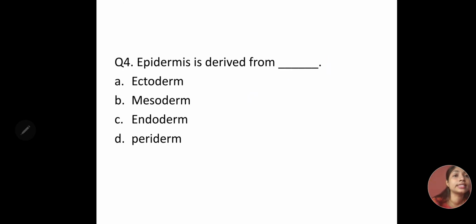And the fourth question is, epidermis is derived from which layer? Ectoderm, mesoderm, endoderm and periderm. So we know that among the germ layers, it is the ectoderm which gives rise to skin, that is the epidermis. So the answer is ectoderm.